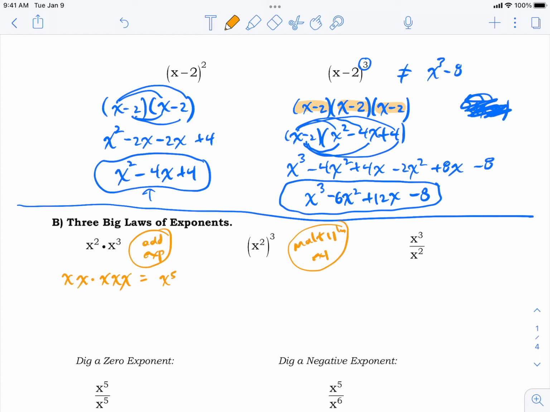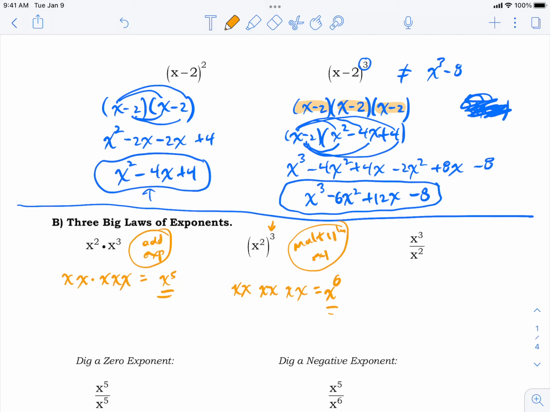You're going to say 2 times 3 to get 6, x to the 6th. And I'll prove that to you. You're going to say x squared, which is xx. But you're going to make 3 copies of that. So that's 1 copy. That's 2 copies. That's 3 copies. I've got x times x times x times x times x times x. I really got x to the 6th, just like that.